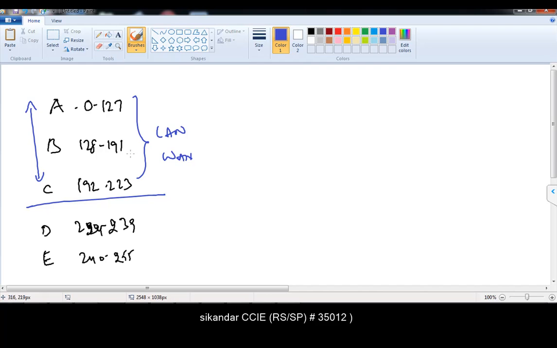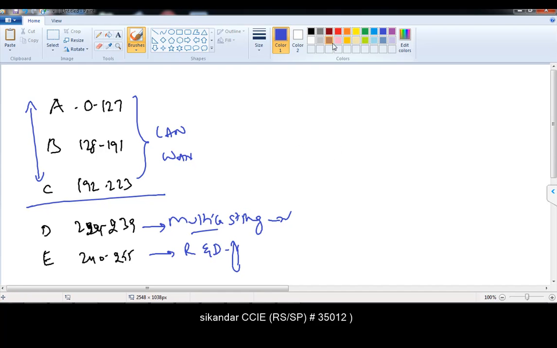We use class A, class B and class C, whereas class D is reserved for multicasting, for generating multicast traffic, and class E is reserved for research and development. People generally call it future use. So for research and development and testing purposes, they reserve class E.